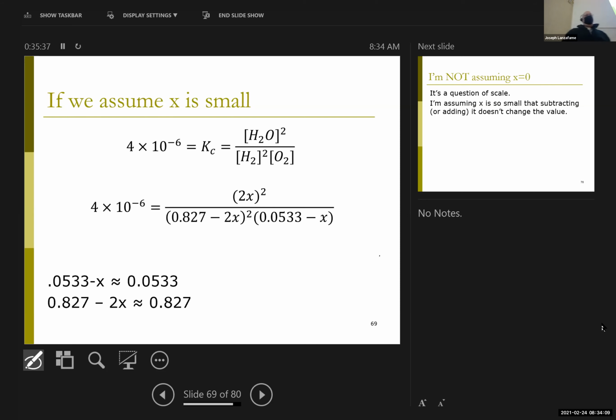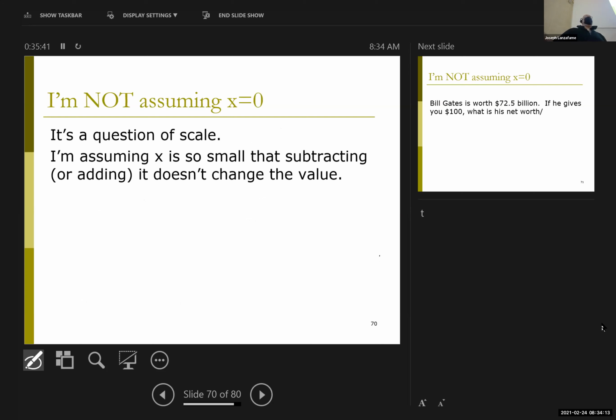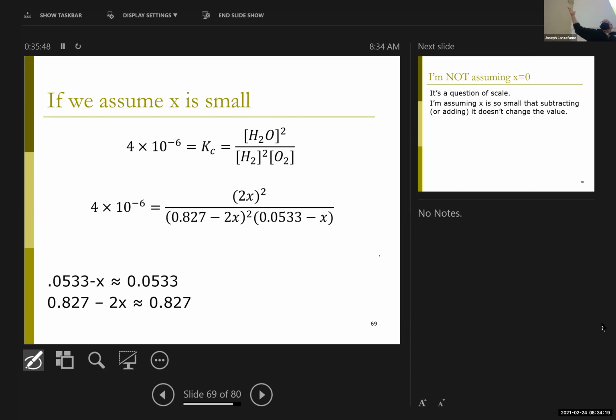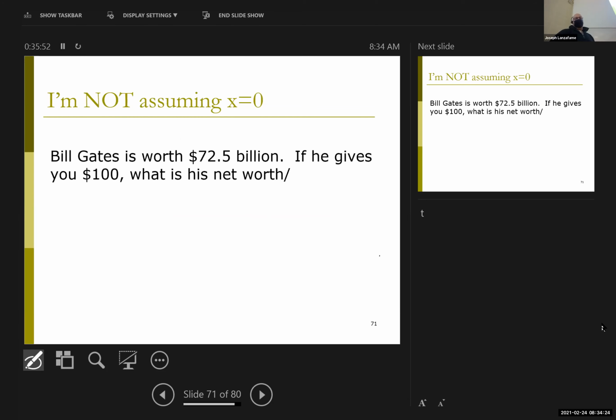My somewhat complicated looking, annoying polynomial equation, right, ends up being very simple. Again, I'm not assuming x is 0. If I was assuming x is 0, what about the x in the numerator? I end up with nothing left to solve. I'm assuming it's just small.